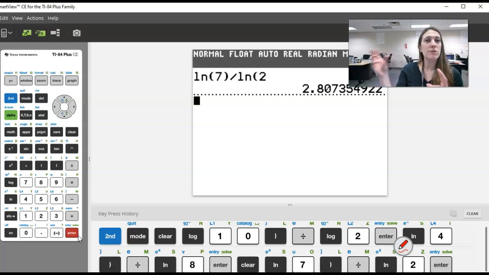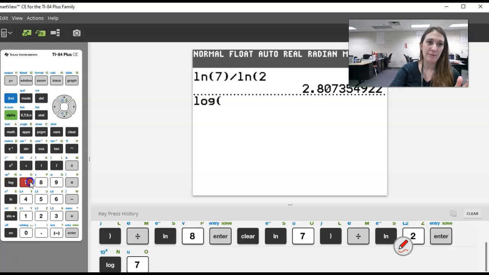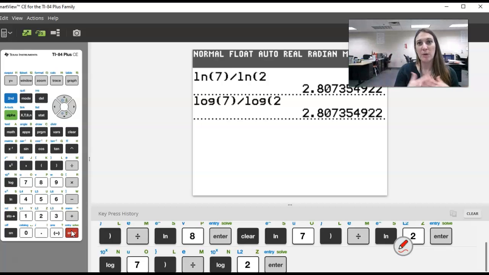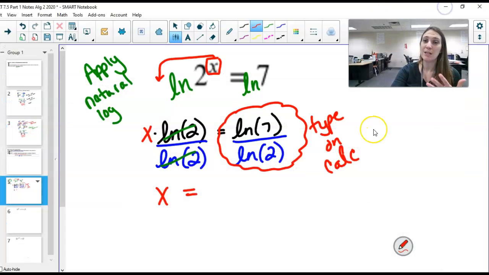Now, remember earlier I said it didn't matter if you used common log or natural log. So if you went rogue and you used common log in your math, and you ended up with common log of 7 divided by common log of 2, well, looky there, you get the same answer. So when I say it doesn't matter which logarithm you use, which button, it really doesn't matter. The only thing that matters is that you use the same one in your ratio.